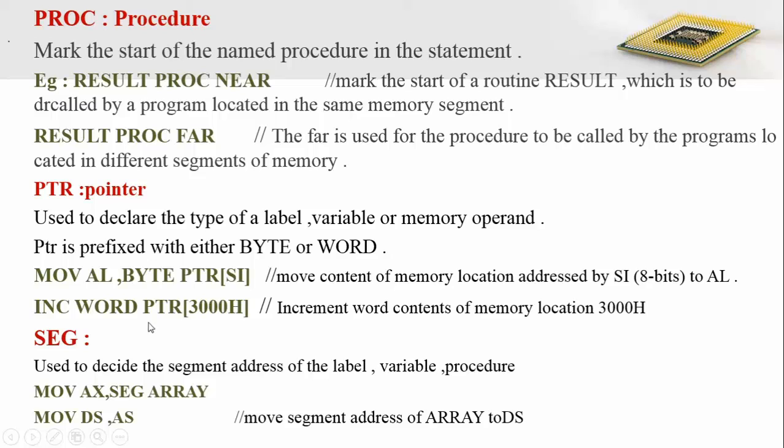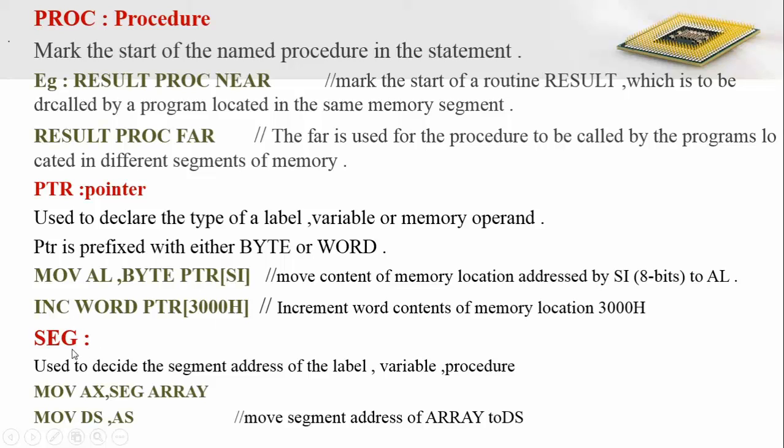Okay, INC WORD PTR [3000h]: what is the meaning? Here the type is word. That means we need to increment a word, or two consecutive bytes of information, which is pointed to by this PTR, and the PTR is pointing to memory location 3000. So from starting address 3000, increment the content of a word. The value present at 3000 and 3001 is taken as a single value and an increment operation is performed. So this PTR is actually used for pointing to a particular memory location.